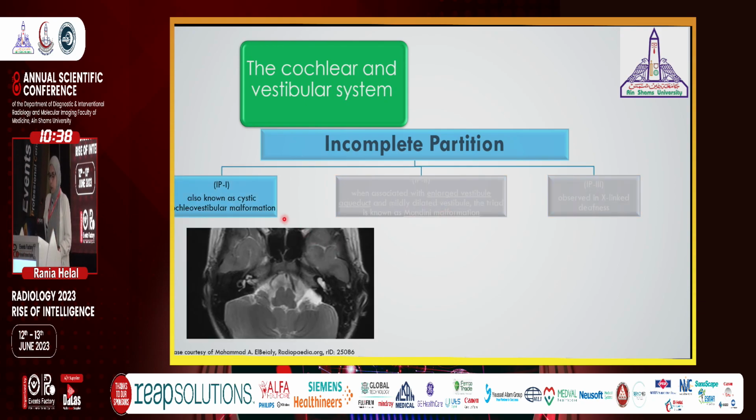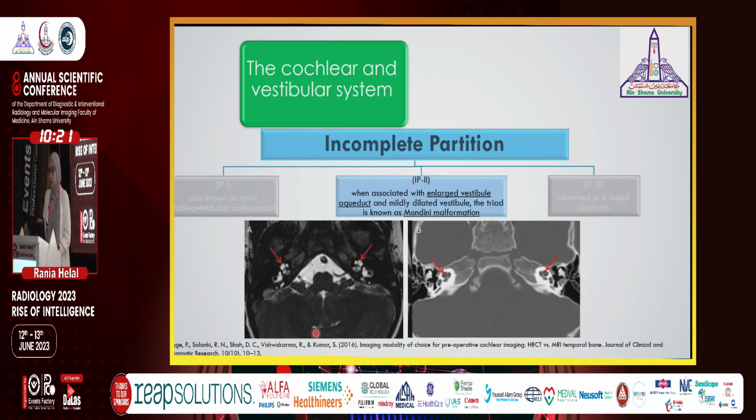Here, in type 1, we have what's called cystic cochleovestibular malformation. The cochlea is in the place of the cochlea, but it's just a cyst, no internal structure, no modiolus, no interscalar septum, and also the vestibule is dysplastic. They form what we call a figure 8 shape.